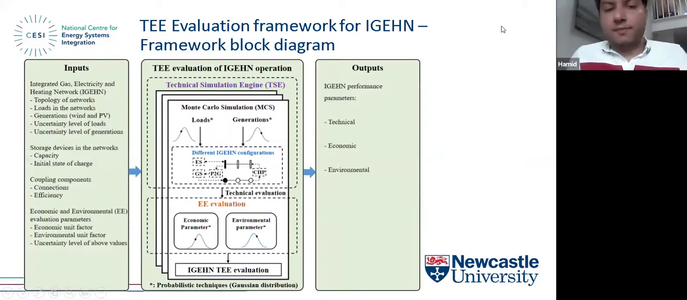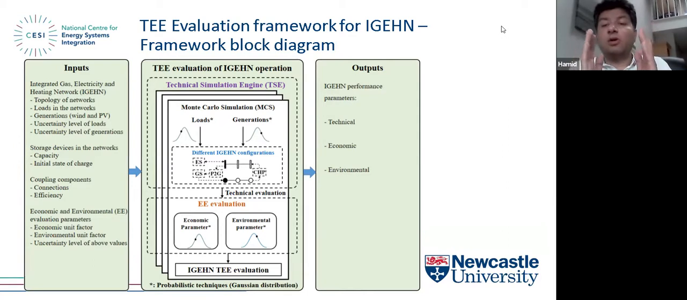So this is the block diagram of our framework. This techno-economic environmental evaluation framework has some inputs: for example, the loads in different networks, the topology of the networks, the generation, if we have, for example, some renewable generation, uncertainty parameters if there is any uncertainty analysis, parameters for storage devices, the same for coupling components, and also economic and environmental evaluation parameters, such as unit factors, or if there is any uncertainty associated.